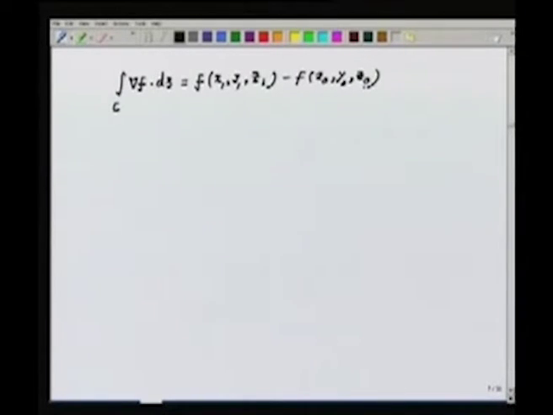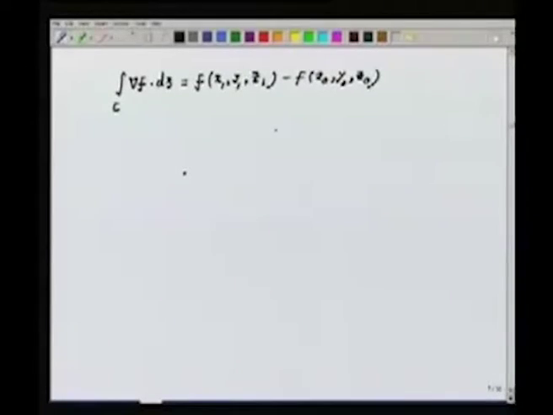It means that if I am integrating a gradient over a curve, then the line integral does not really depend on the trajectory of the curve. It just depends on the initial point and the final point of the curve. Whatever way the curve joins those 2 points, the integrals are the same if the integrand is a gradient.